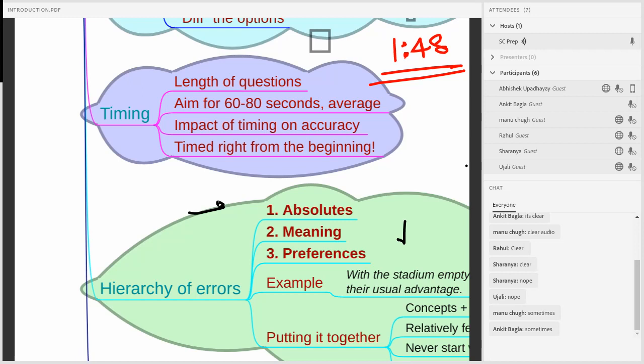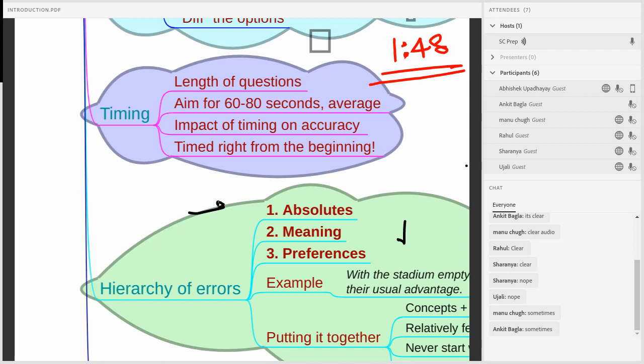But although that can happen, I don't want you to go by that. This is quite rare that you will see such a long SC question. In most cases, you're looking at a relatively short piece of text. And we aim for 60 to 80 seconds on average on that question. Now, if you get a long question, can you push beyond 60 to 80 seconds? Absolutely, because we're only talking averages here.